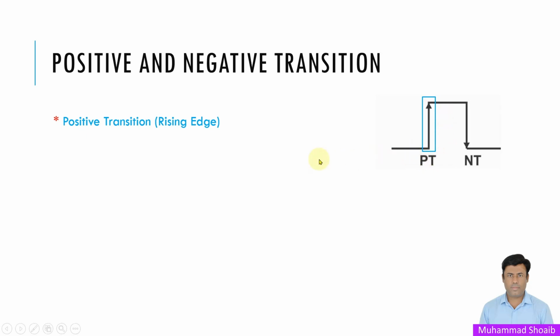Meanwhile, the negative transition happens when the signal goes from on to off, or from 1 to 0, also called a falling edge. So as you can see from here, in the normal case the signal was 1. Once the signal changes from 1 to 0, that is when the negative transition, or falling edge, happens.